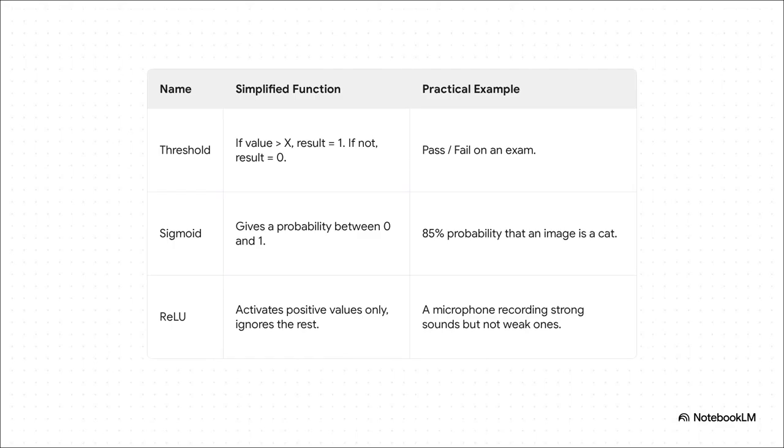And what's really cool is that these activation functions have different personalities. A threshold function is totally black and white. You're either above the line or you're not. It's a simple pass or fail. A sigmoid function is a little more subtle. It gives you a probability, like saying there's an 85% chance this picture is a cat. And then you have ones like ReLU, that stands for rectified linear unit, which only pay attention to strong positive signals and just ignore all the weak background noise. Different jobs require different kinds of decision makers.